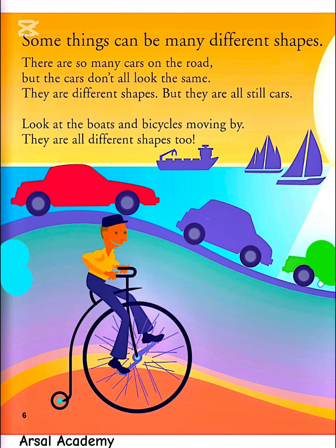Some things can be many different shapes. There are so many cars on the road, but the cars don't all look the same. They are different shapes, but they are all still cars. Look at the boats and bicycles moving by. They are all different shapes too.